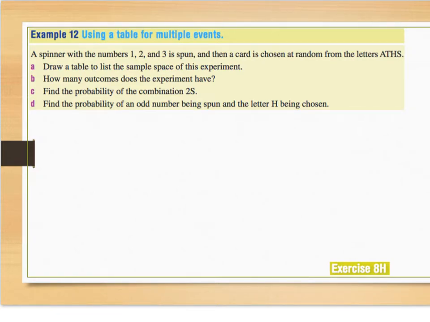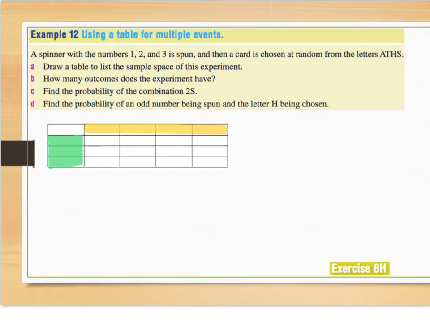Example 12. Using the table for multiple events, a spinner with the numbers 1, 2 and 3 is spun, and then a card is chosen. So this "and" will tell us that we have a multiple event. The card is chosen at random from the letters A, T, H, S. Draw a table to list the sample space of this experiment. With these, the tables are very important, and here we go.